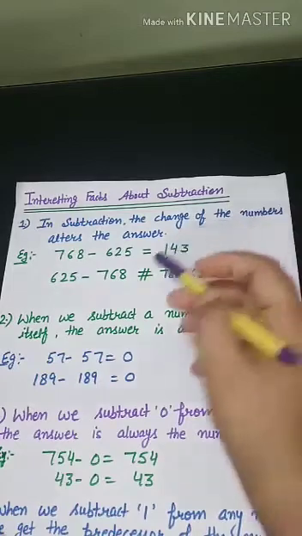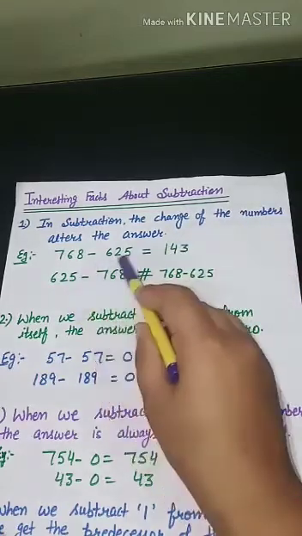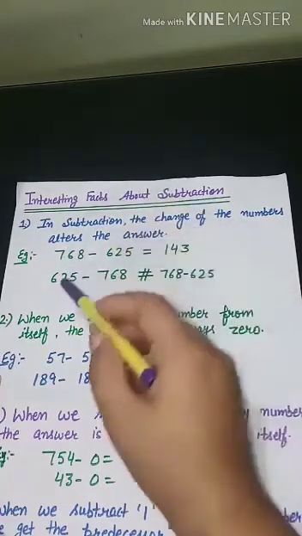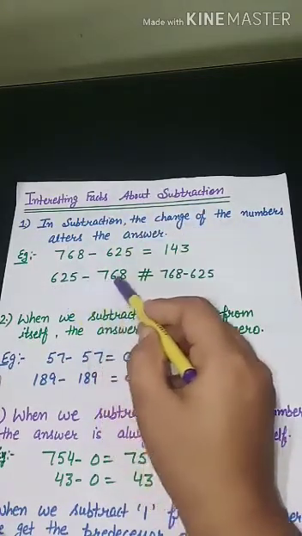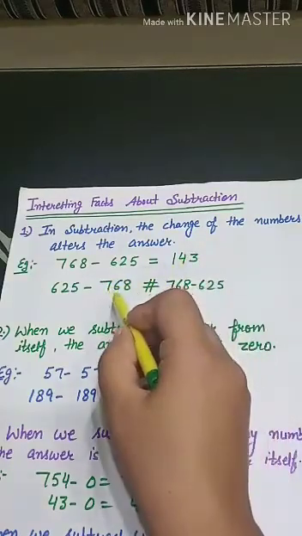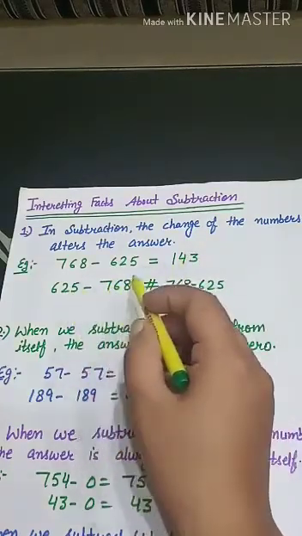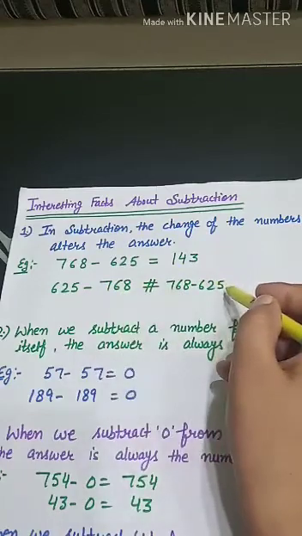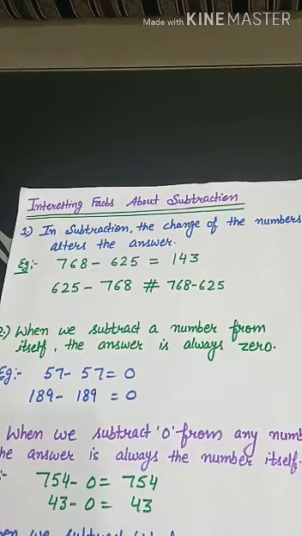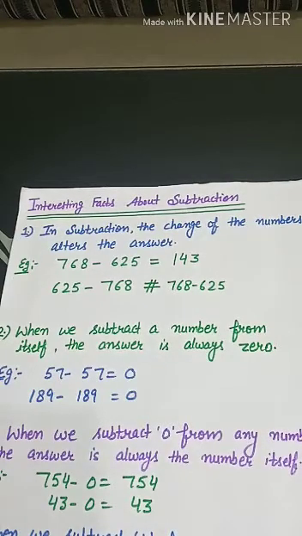But अगर हम इन numbers का order change करेंगे, 625 पहले लिख दिया, 768 उसके बाद. But here 625 is smaller than 768 and we cannot subtract a bigger number from the smaller one. So the difference of this and this is not same. So we cannot change the order of numbers in subtraction. Addition में हम order change कर सकते हैं but subtraction में we cannot change the order.